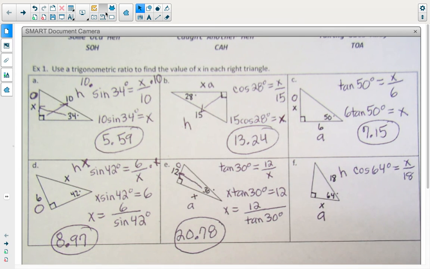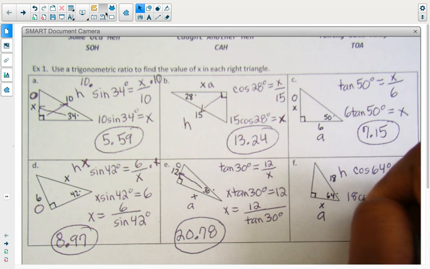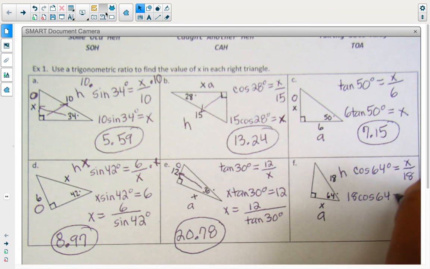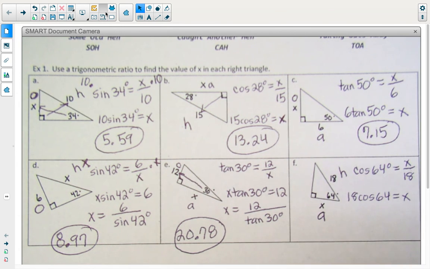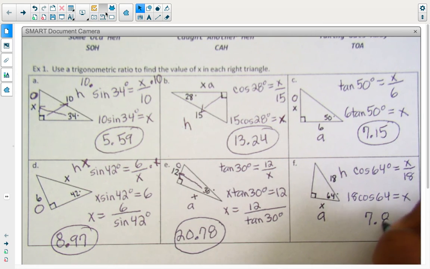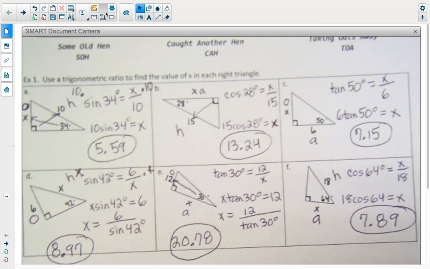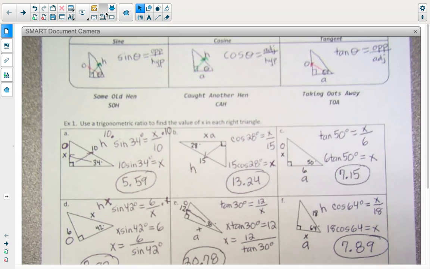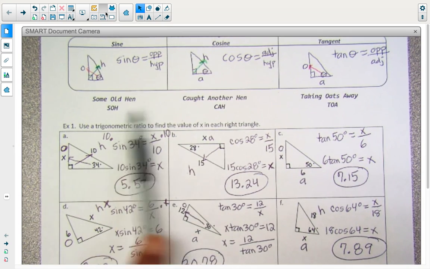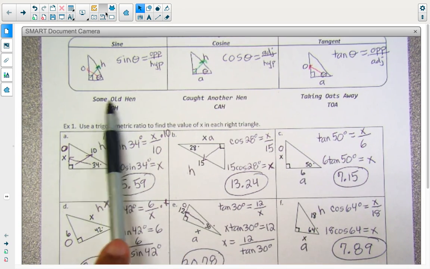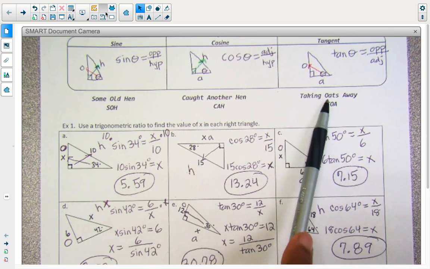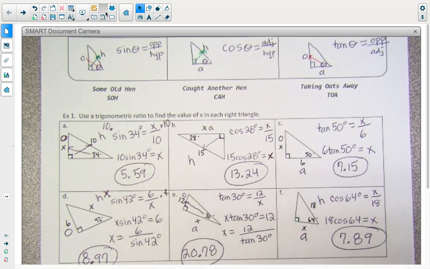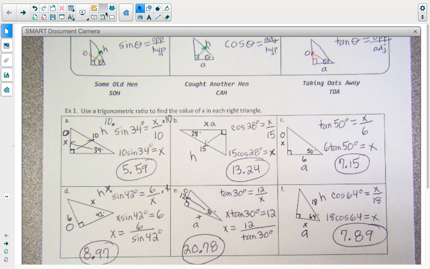We're trying to get x by itself. The opposite of dividing by 18 is to multiply both sides by 18. So that's going to give me 18 cosine 64 is equal to x. We type that into Desmos, you get 7.89. So make sure you come up with some way to remember SOHCAHTOA. If you want, you can remember it as: some old hen caught another hen taking oats away. Just make sure you remember some way to help you with your definitions. In the next video, I'll show you how to find a missing angle value.